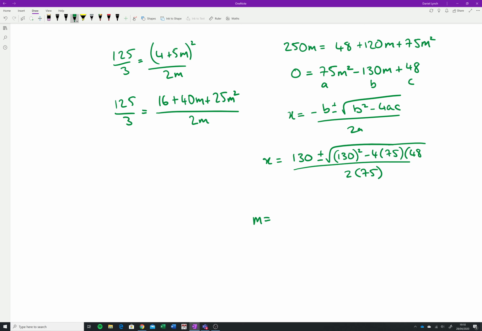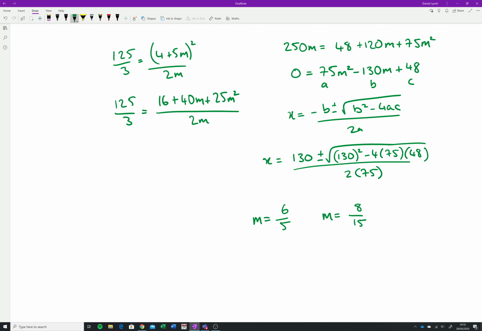Right. Let's try it out. 130 plus the square root of 130 squared minus 4 times 75 times 48 all over 2 by 75, so 150. Nice number it came out, that's always a good sign. m equals 6/5, and hopefully I can just go up into our top line here, change the 130 plus all that into 130 minus all that, and it'll also be a nice number. It's 8/15 after all of that. So that wasn't the worst.